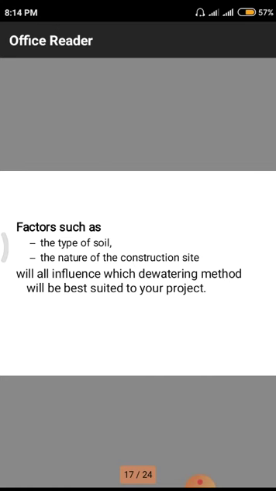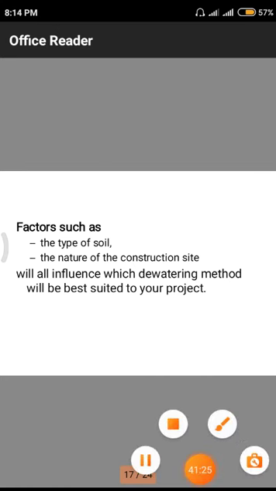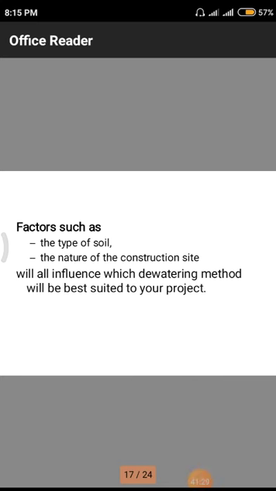What are the factors influencing relief wells? First one is the type of soil. If it is red soil, black cotton soil, or sandy soil, those soils have different physical and chemical parameters, and those parameters lead to different drainage properties. Next one is the nature of the construction site.